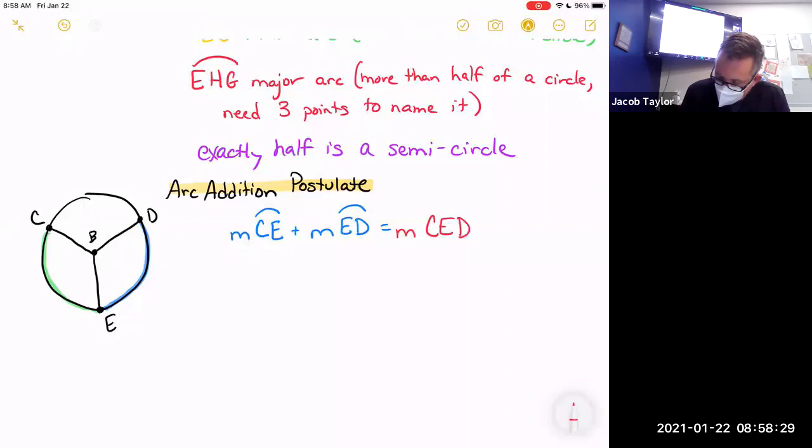I have to use 3 letters to name it because it is a major arc. CED is more than half of the circle. If I just said arc CD, I would not be talking about that. I would be talking about this. This is arc CD. So I have to put the E in there because it is a major arc.